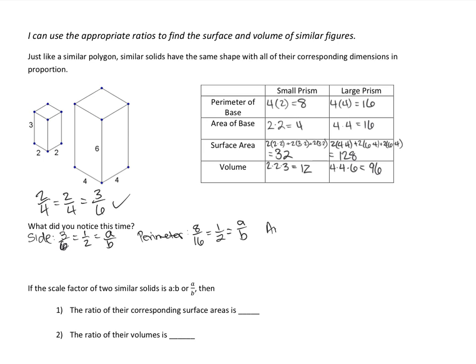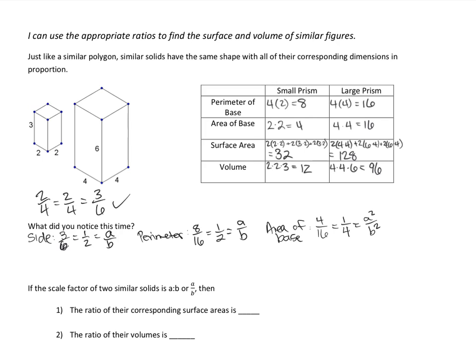When I look at the area of the base, they're in a ratio of 4 to 16, which is 1 over 4. That's a squared over b squared, right? 1 squared over 2 squared is 1 over 4.